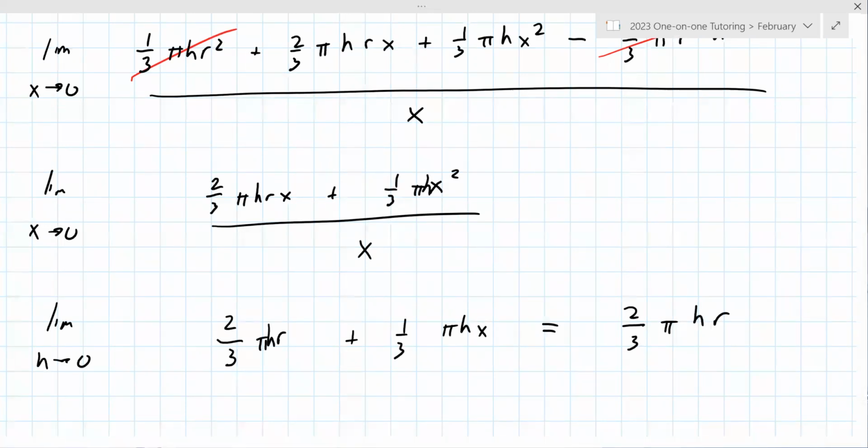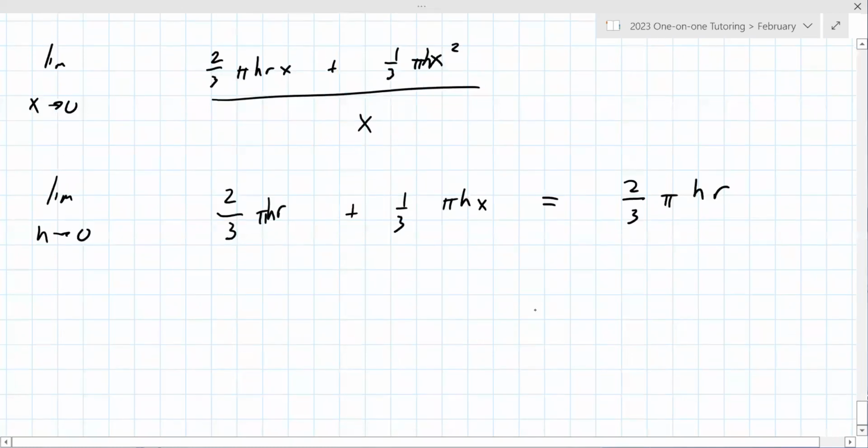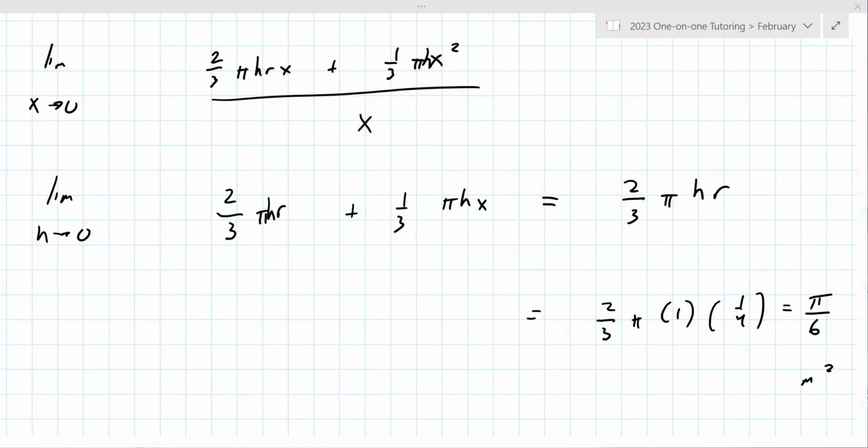Yeah, and then you still got to put in the numbers like we did earlier. So 2/3 pi times 1 times 1/4. So it still ends up being pi over 6 meters squared. For whatever reason in my class, they want us to put meters cubed over meters. It's a weird, finicky thing, but okay, do what they want. All right, number 5.